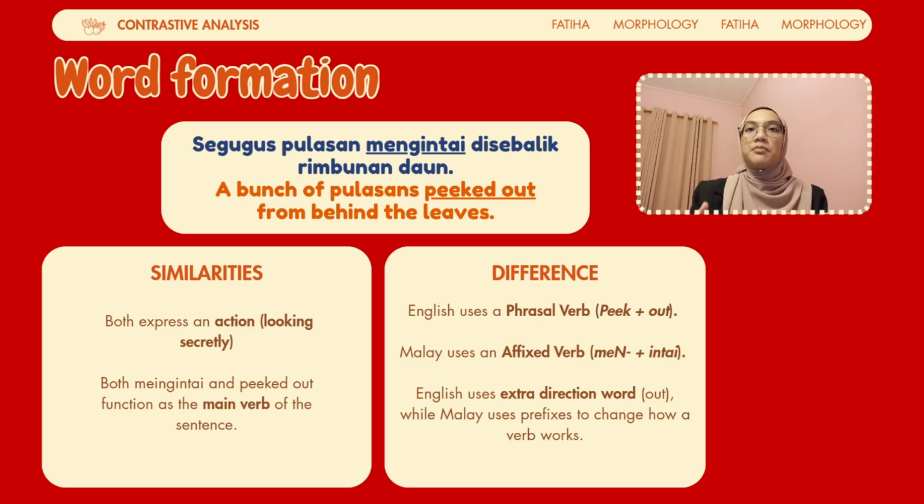So in short, for this example, it clearly demonstrates an important morphological contrast. English grammar may use extra or external words like particles to modify how a verb works, which is called a phrasal verb, whereas in Malay, we just use a system of prefixes to achieve the exact same goal.